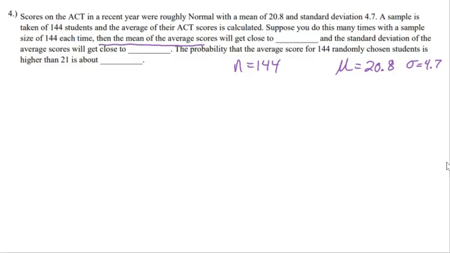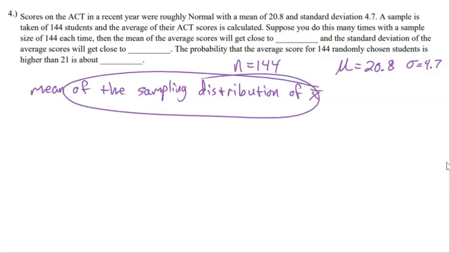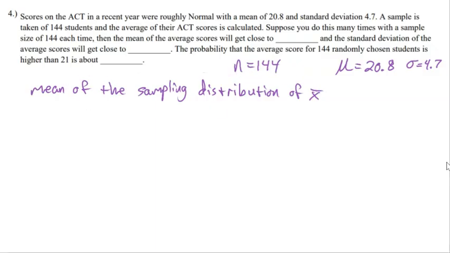Then the mean of the average scores will get close to, well, that's the same thing as saying the mean of the sampling distribution of x bar, because x bar is an average. And that we already learned: the mean of the sampling distribution of the average is equal to the mean of the population. So that's 20.8. We'll get close to 20.8.